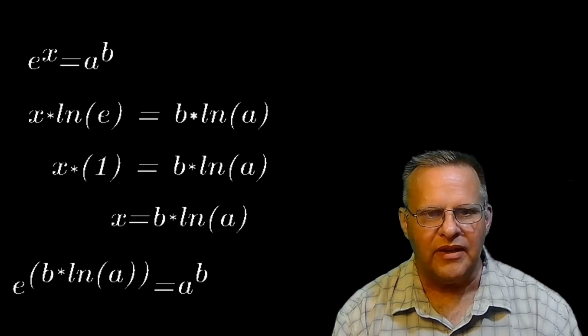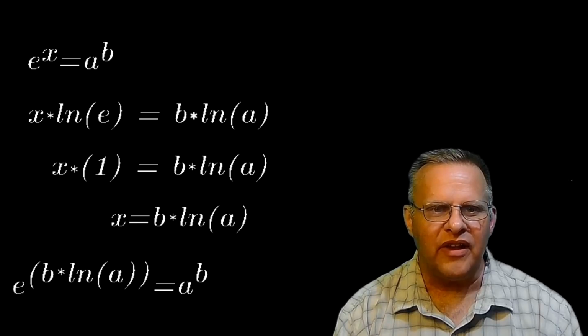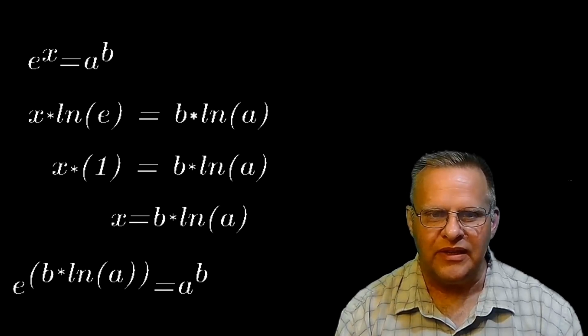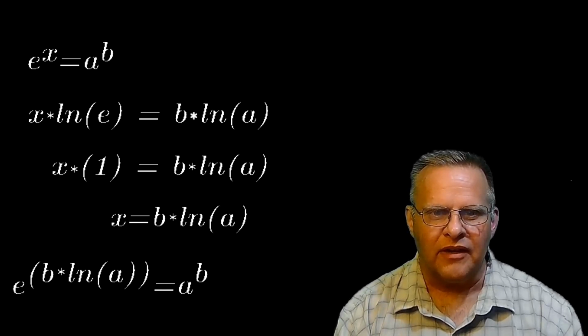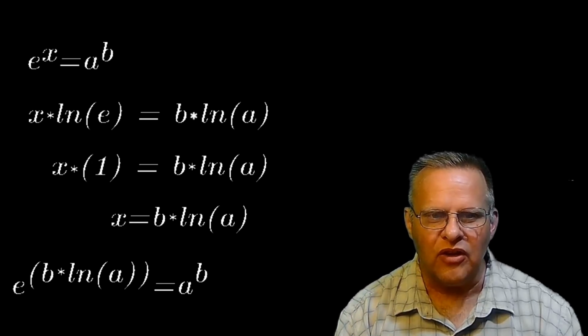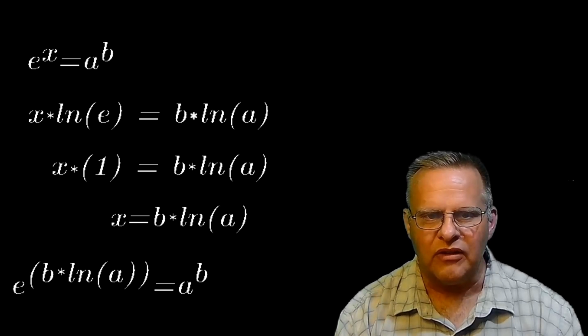We start off by saying that for some value a to the b, where both a and b are real numbers, they must equal some value of e to the x. So a to the b is equal to e to the x. Now we also have a natural log function. We can take the natural log of each of these. So b times the natural log of a equals x times the natural log of e.